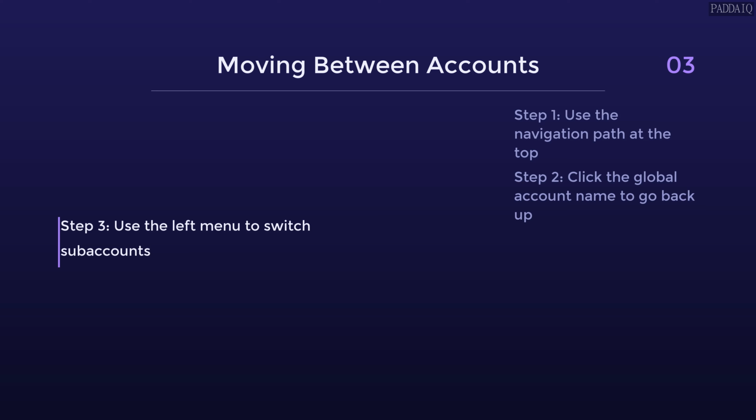Step 3. Use the left menu to switch sub-accounts. This means you navigate to the left-hand side menu in your BTP cockpit and select a different sub-account to view and manage. For instance, if you handle both development and production environments, you can quickly jump between them. This simple action keeps your work organized and efficient.